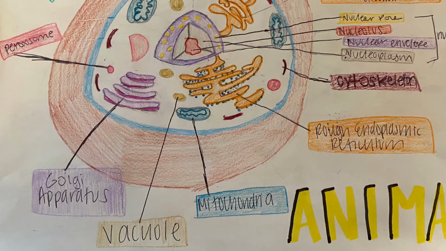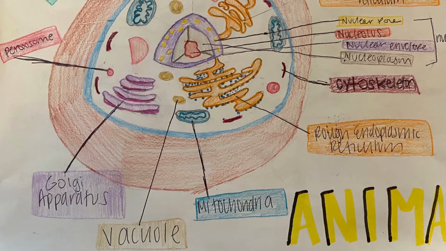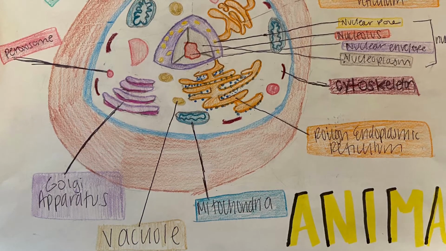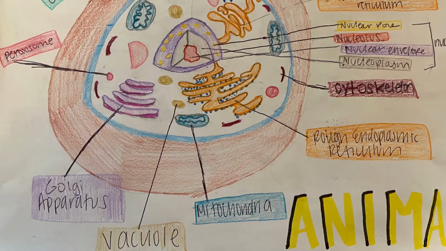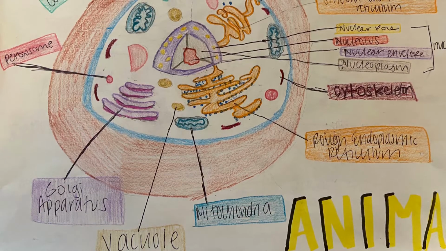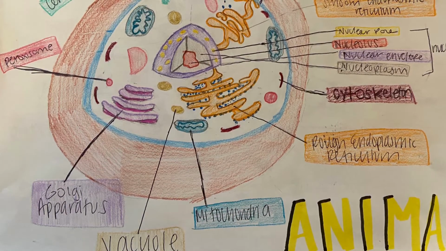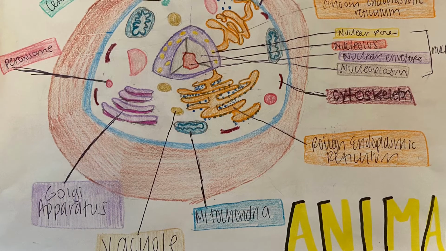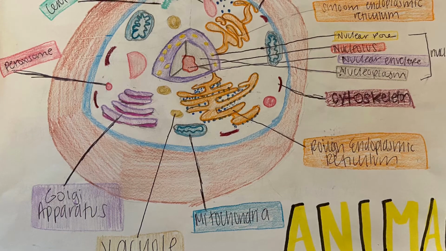Now, this program doesn't allow me to have the entire picture up, so hopefully all of it's in the lower half. So we have rough ER, which is down here with the blue ribosomes on it, because rough ER has ribosomes attached to it. Our Golgi apparatus, which is purple, right here. And then we have our ribosomes, which are right there as well.